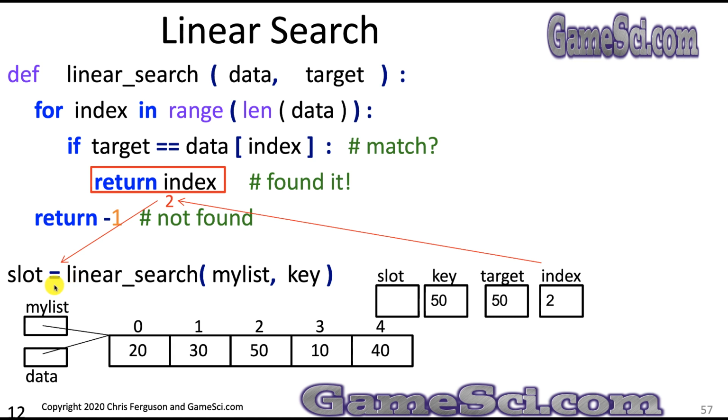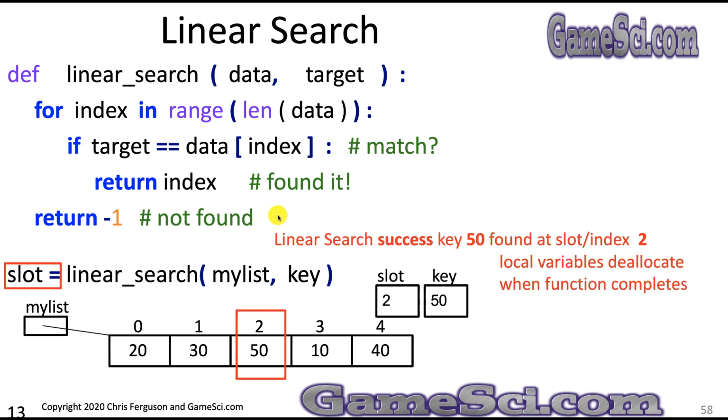Go back to this equal sign in front of linear search. That's who gets the 2. Linear search was a success. The key 50 was found at slot or index 2. The slot equals here says slot will equal the value 2.